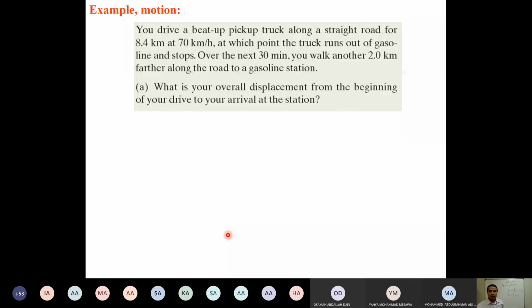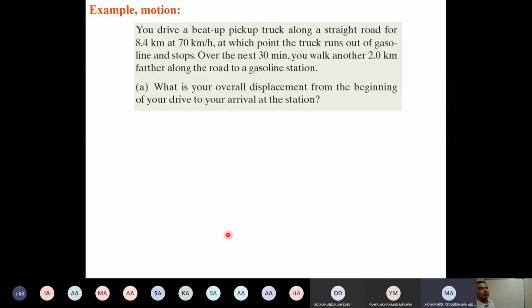And this is more related to this example here. You drive a beat up pickup truck along a straight road for 8.4 kilometers at 70 kilometers per hour, at which point the truck runs out of gasoline and stops. Over the next 30 minutes, you walk another 2 kilometers farther along the road to a gasoline station. What is your overall displacement from the beginning of your drive to your arrival at the gas station? How much is your displacement now? Assuming that the entire path is a straight path. How much?